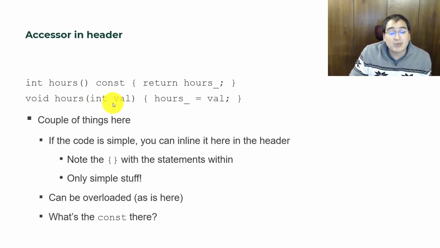Now, if you say hours with one argument, these are often called setters because they're meant to take an argument and assign that to the particular data member. And notice this doesn't return anything because its whole job is just to change the hours data member. The other thing to note is this const right here, and that's going to be the topic for the next couple of slides. What does this const mean?